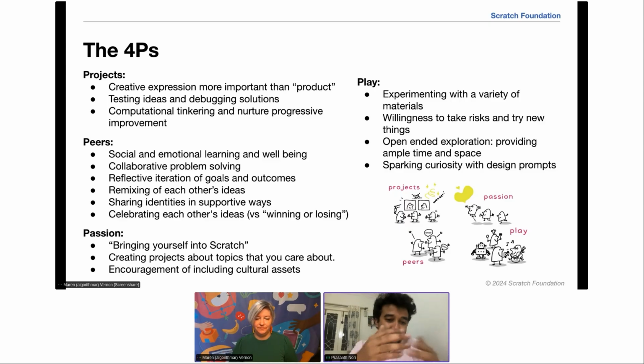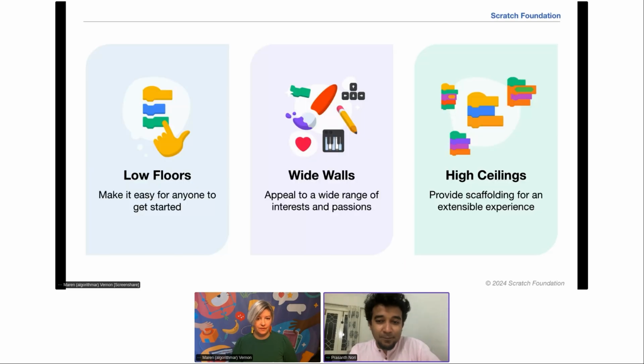And we also have some more broader guiding principles, and we use this in all of our work, which is low floors, wide walls, and high ceilings. This stems from the work by Seymour Papert, a mathematician, a computer scientist, and an educator. When he said low floor, it's making it easy for anyone to get started. Wide walls, it appeals to a wide range of interests and passions. High ceilings, it provides scaffolding for an extensible experience.